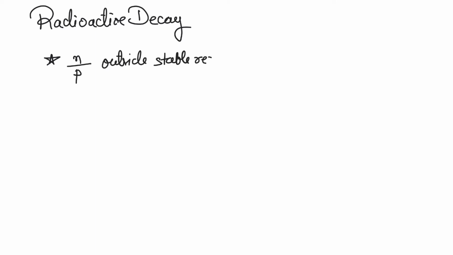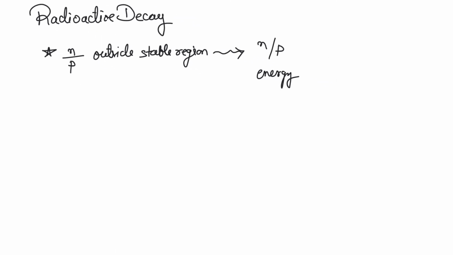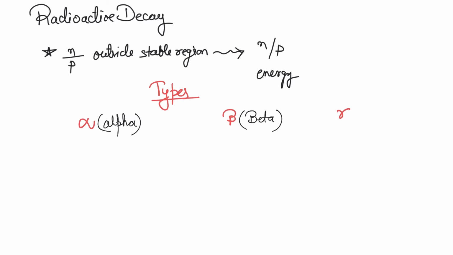So radioactive decay is to bring the n by p ratio into the stable region, right? If it's outside, you want to bring it into the stable region. How do you do that? By kicking out neutrons or protons, or in some ways even electrons sometimes. So there are three types: alpha, beta, and gamma. These are the general types. There are more and we'll talk about them briefly.